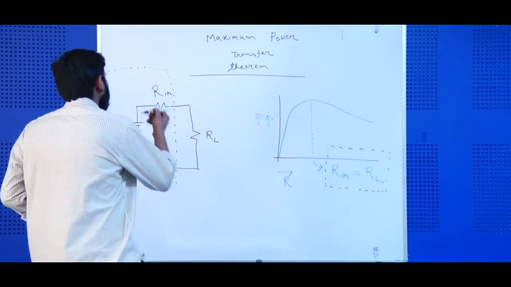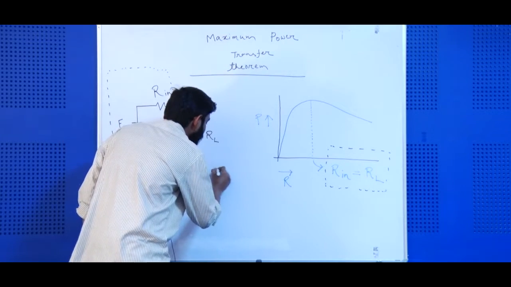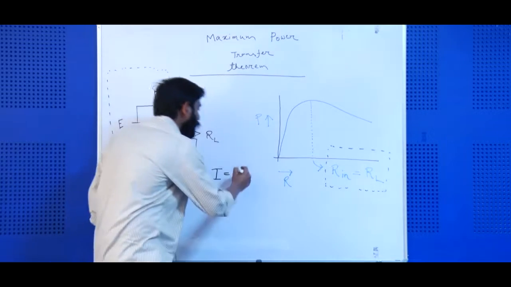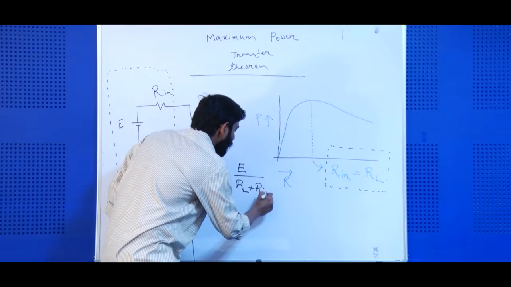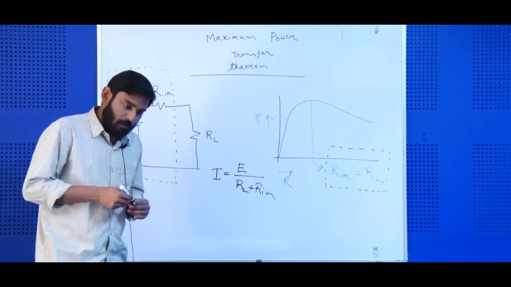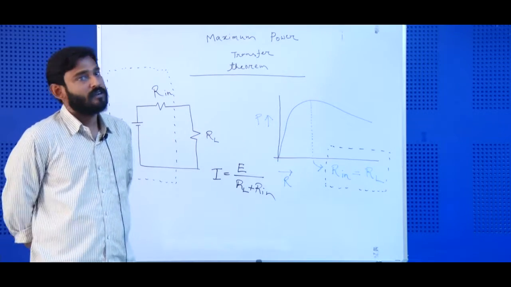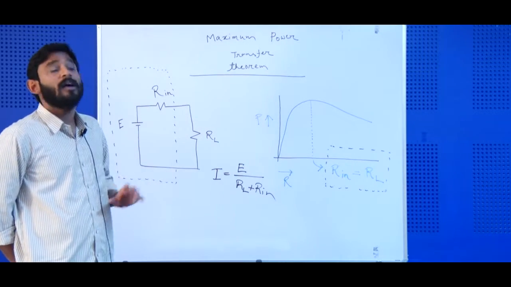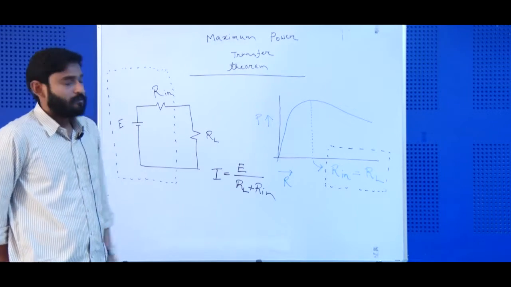Now, as you can easily see, if a current I is circulating through this circuit, the value of the current I will be equal to E by (RL plus R in). That is the current which is being circulated throughout the circuit. Now, what amount of power is being dissipated in this circuit? The power is dissipated at 2 points in the circuit, one in this resistance R in, second in this resistance RL, and the power is completely supplied by this voltage source E.